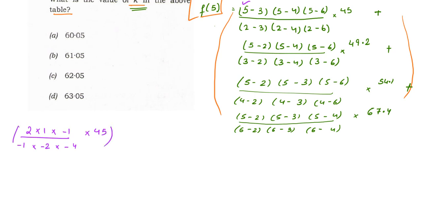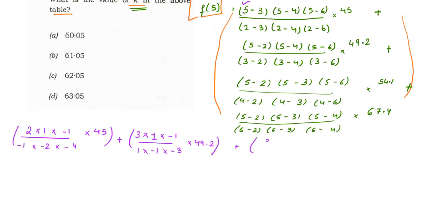So this is our first value. Plus, in the second we have 5 minus 2 is 3, 5 minus 4 is 1, and 5 minus 6 is minus 1, divided by 3 minus 2 is 1, and 3 minus 4 is minus 1, again 3 minus 6 is minus 3. This is multiplied by 49.2, and so on we will be going.